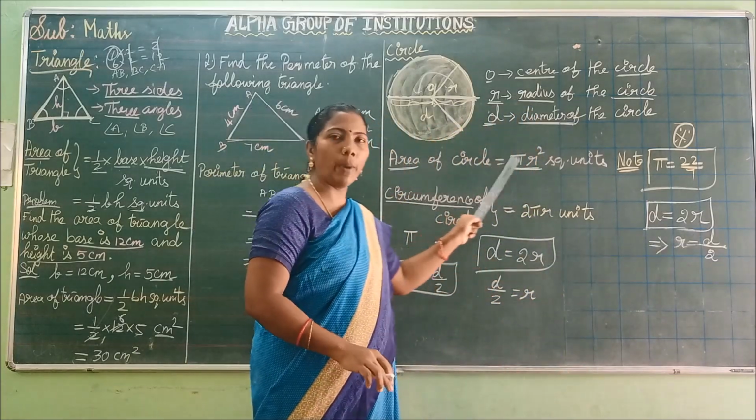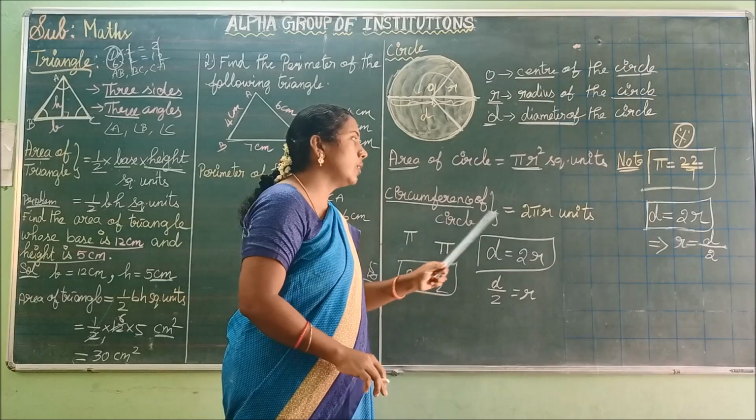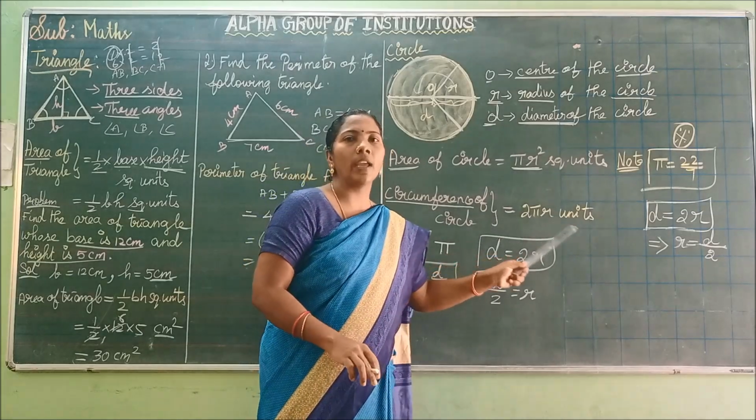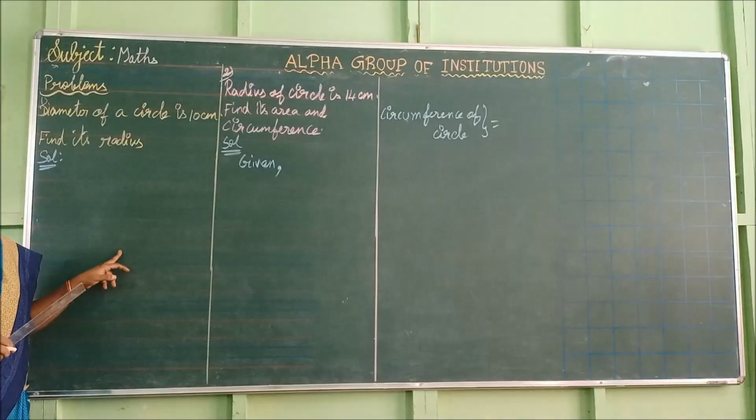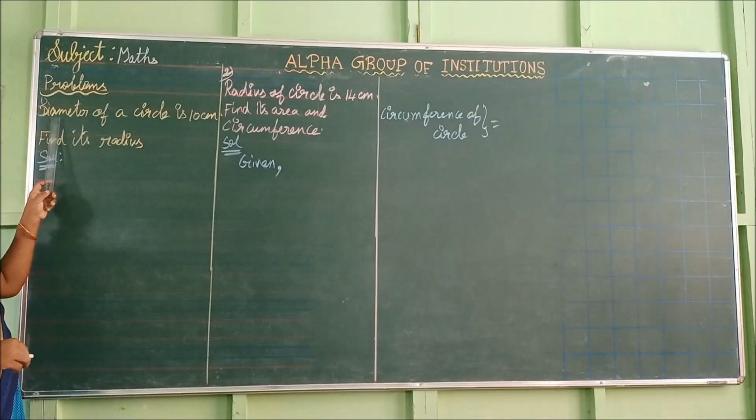Area of circle equal to pi r square, square units. Circumference of circle equal to 2 pi r units. Do you understand, children? Next we are going to see problems.